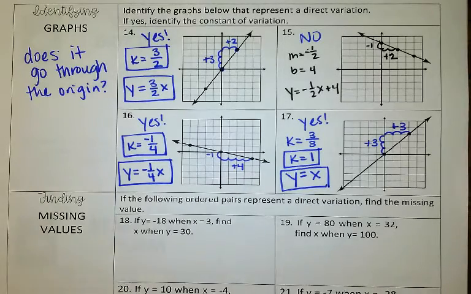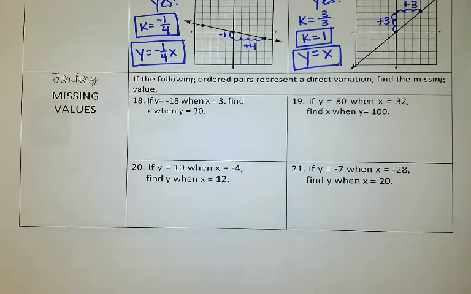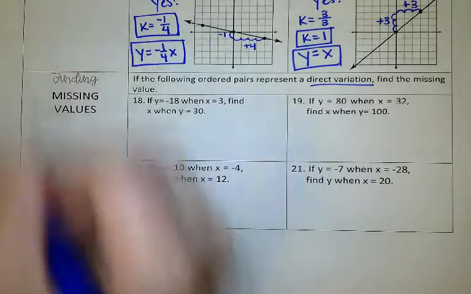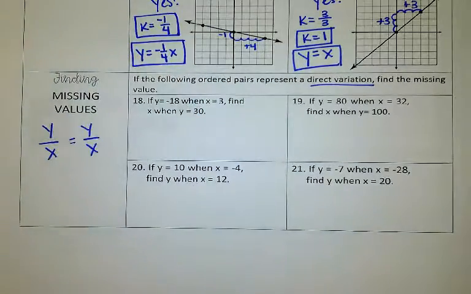On this last little set of problems, we want to find these missing values. If they tell you that the following ordered pairs represent direct variation, and then it asks you to find the missing value, you can set up a lovely little proportion, can't you? Where y over x is equal to y over x. Do you guys feel good about that? Then you can cross multiply and solve for the missing value.